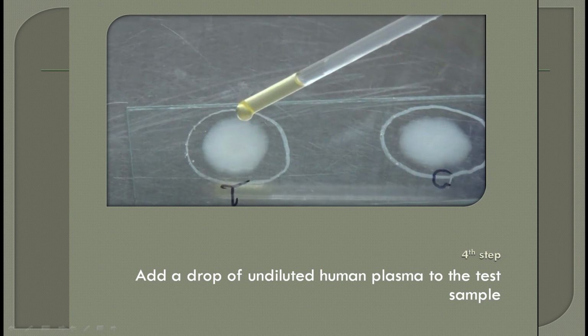The second point that you should note from this is undiluted human plasma. In slide coagulase test, you actually add a drop of undiluted human plasma, not diluted. Diluted will be in the tube coagulase. In this case, undiluted. Okay.